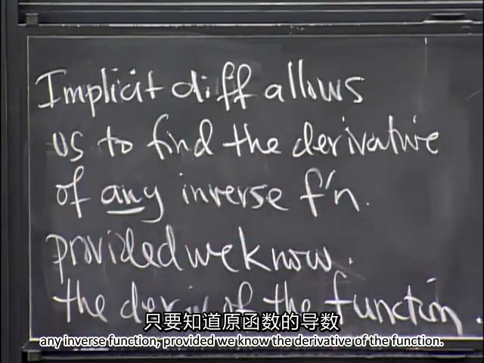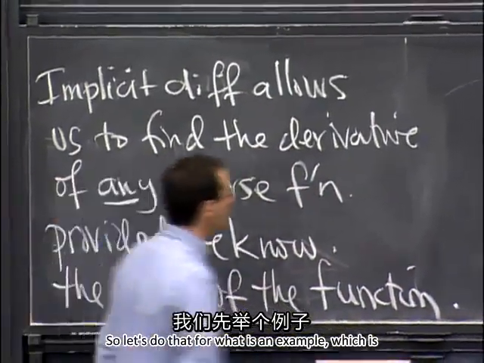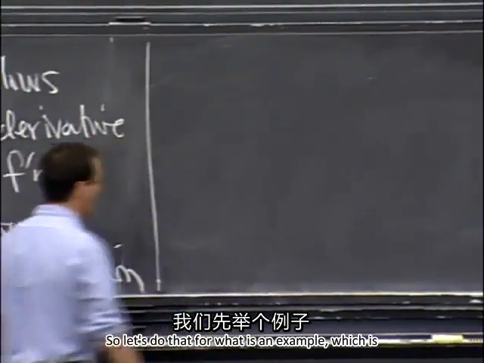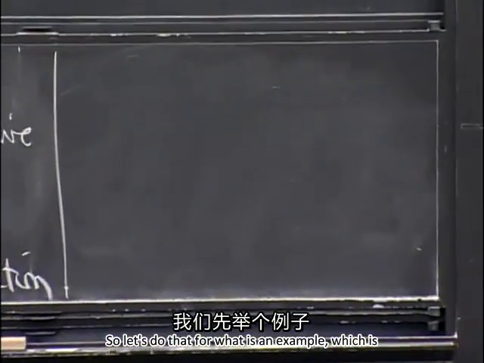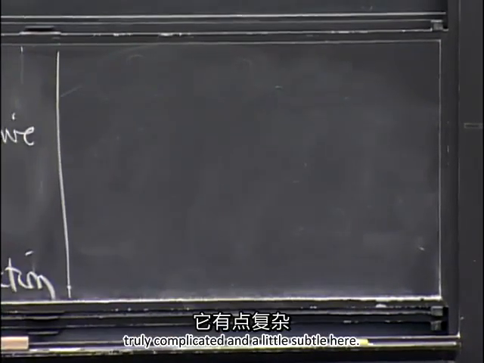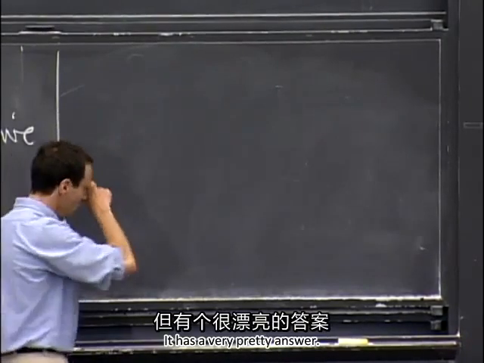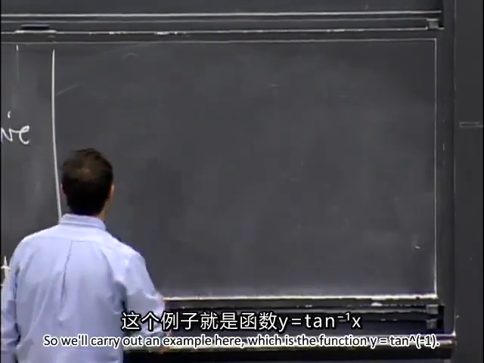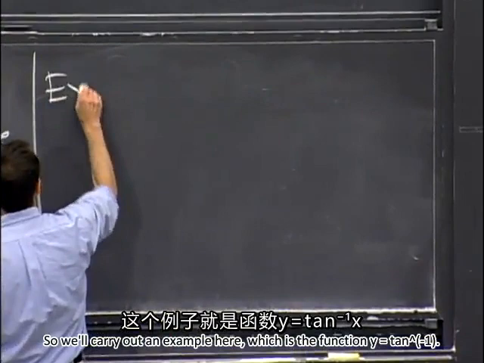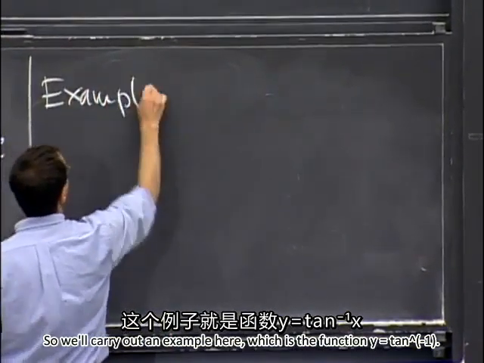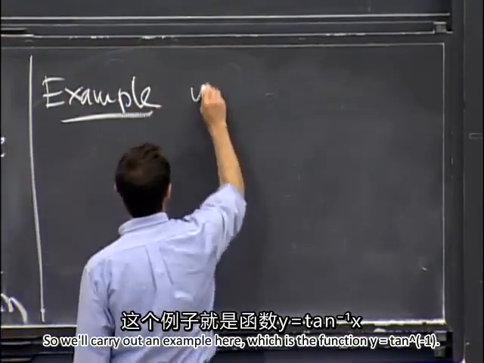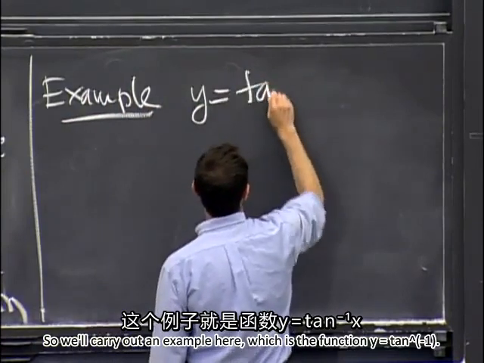All right? So let's do that for an example which is truly complicated and a little subtle here and has a very pretty answer. So we'll carry out an example here, which is the function y is equal to the inverse tangent.